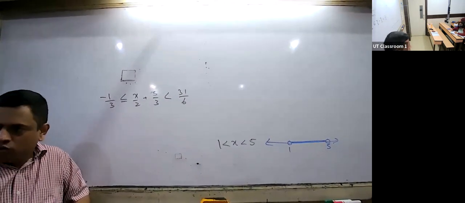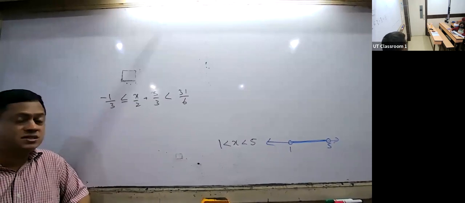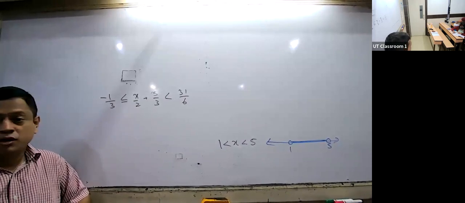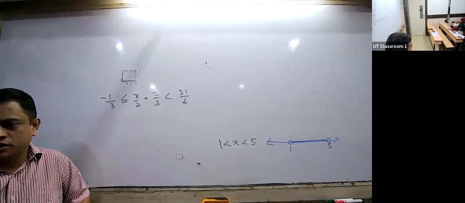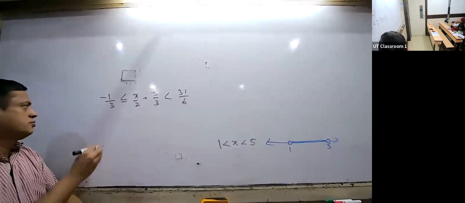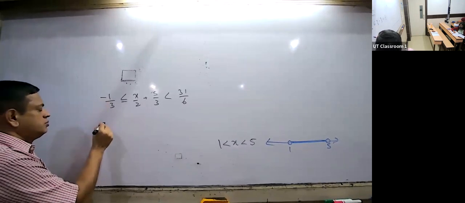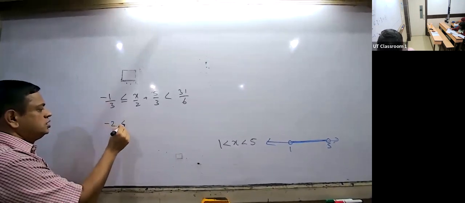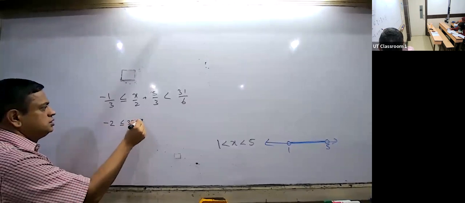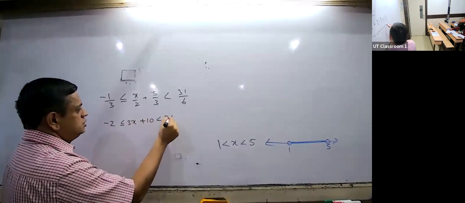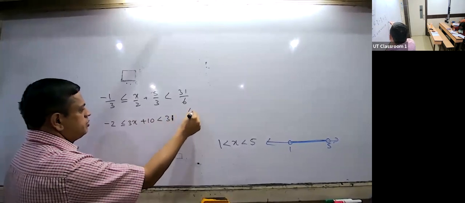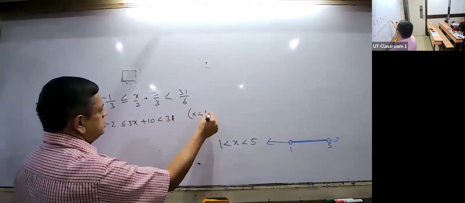Different ways you can do. Fraction removing means just directly, what you have to do? Multiply by the LCM, positive 6. Positive 6 multiply means 6 into minus 1 by 3 is minus 2, less than or equal to 3x plus 10, less than 31. Reason it is multiplying by 6.